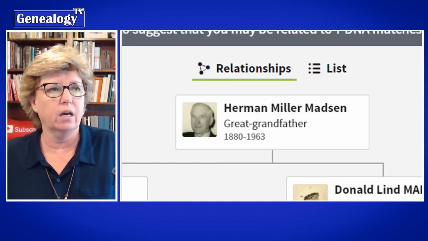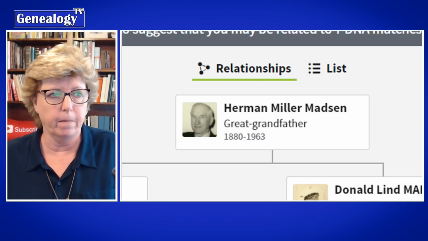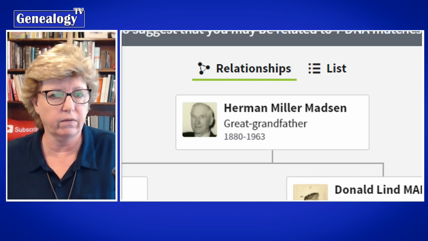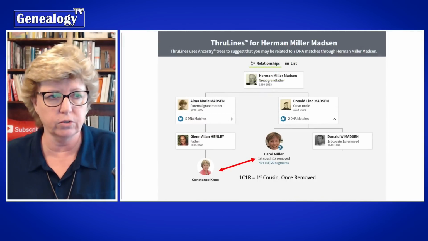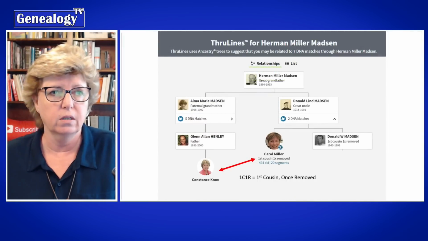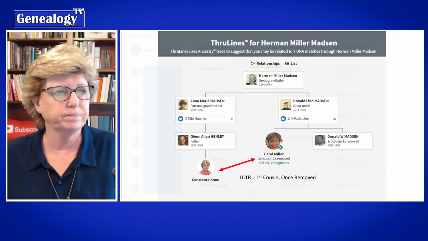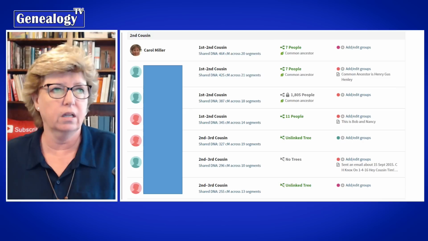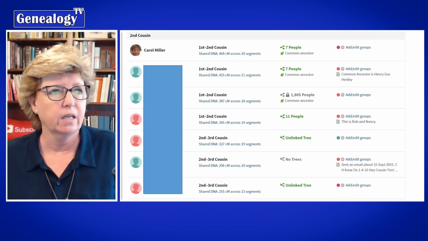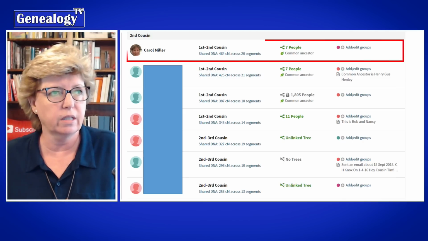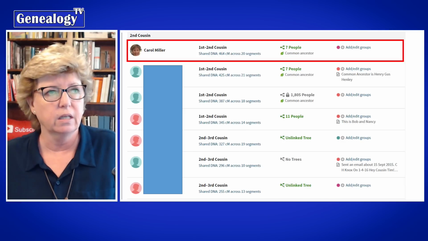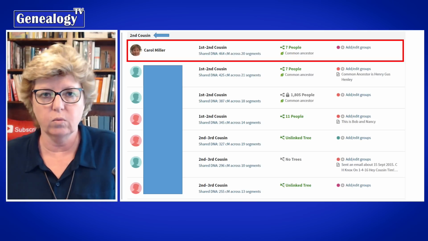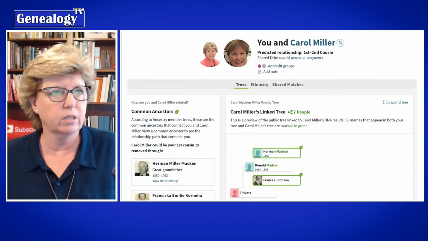So Carol and I have a common ancestor. Herman Miller Madsen is my great-grandfather, but is Carol's grandfather because she's one generation closer to Herman than I am, okay? All right, so here's Carol in the cousin list, okay? And she's falling into the second cousin bucket, and as you can see at the top, but she's really the first cousin once removed, so I just want to make sure that everybody was clear on that.